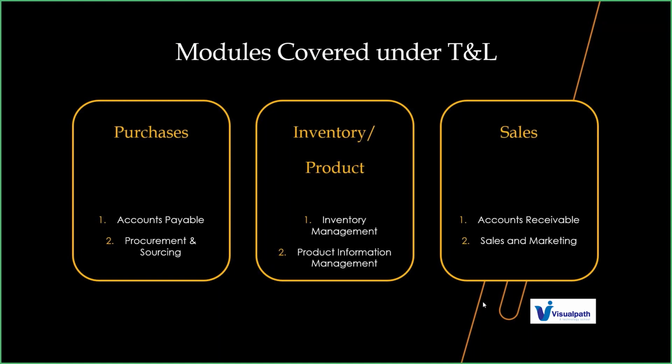For purchases, we have two modules, accounts payable and procurement and sourcing. These two modules have purchasing related functionalities. For sales, there are two other modules, accounts receivable and sales and marketing. For product management, we have a module called product information management, and for inventory management we have the inventory management module. So these are the six modules that we are going to cover.